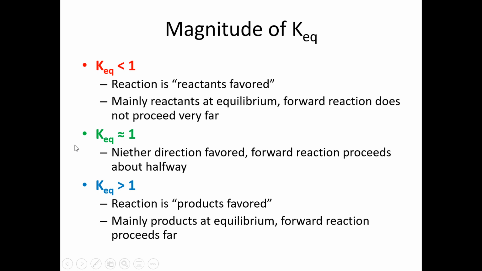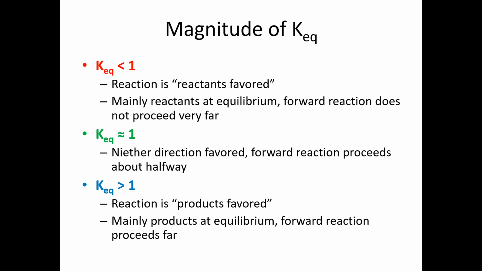All right, so the magnitude of K. So we were just talking about the idea that the K value of that reaction we saw was less than 1 and what that means. So if a K value is less than 1, we say the reaction is reactants favored. And if a reaction is reactants favored, that means that at equilibrium, it's going to be mainly reactants present. So that forward reaction does not really proceed very far.